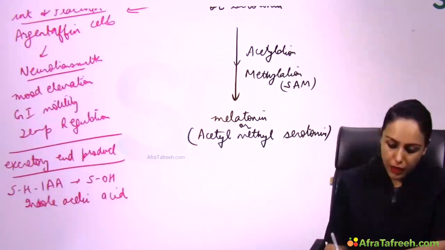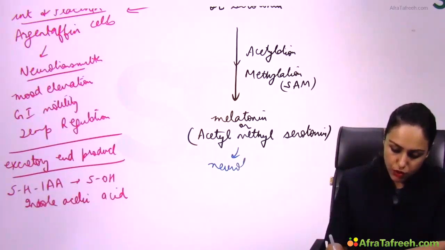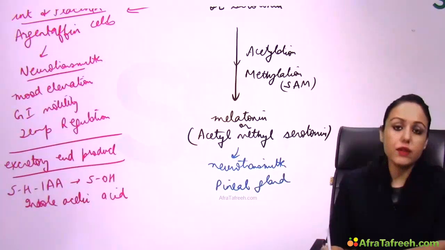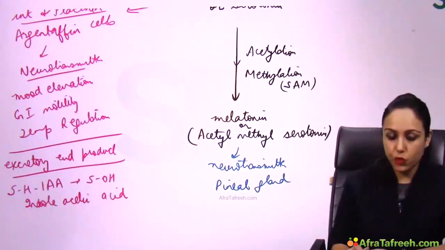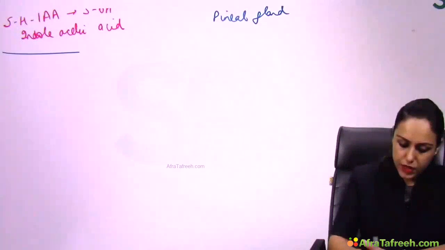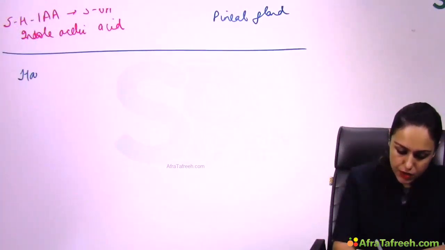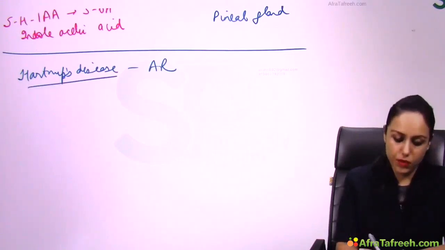On the other hand, melatonin is also a neurotransmitter which is synthesized in pineal gland, and it is responsible for the biological rhythm of the body. Now let's do the diseases in tryptophan metabolism. One of the diseases is Hartnup's disease, which is autosomal recessive.